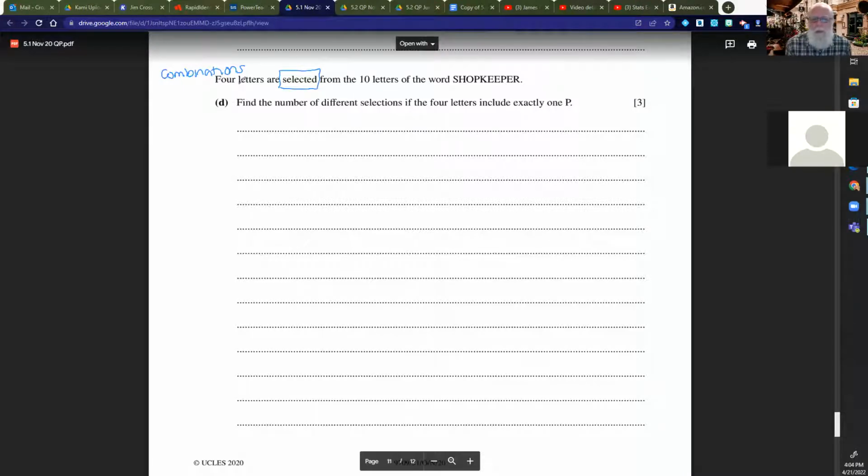So first, what are the requirements? I want the different selections if the 4 letters include exactly 1 P. So 4 letters, 1, 2, 3, 4. But it's given to me that there's 1 P. So now, how many letters could I put in the other spaces? What letters are available? S, S, H, O, not P.